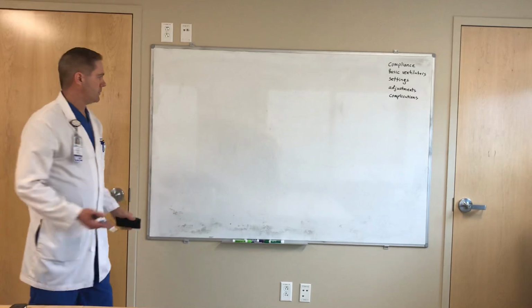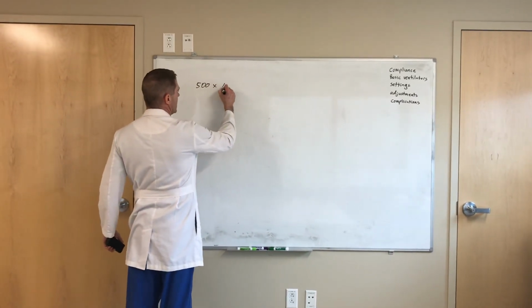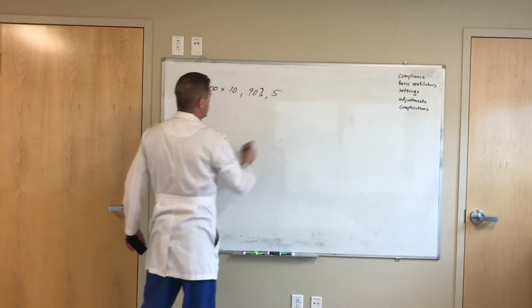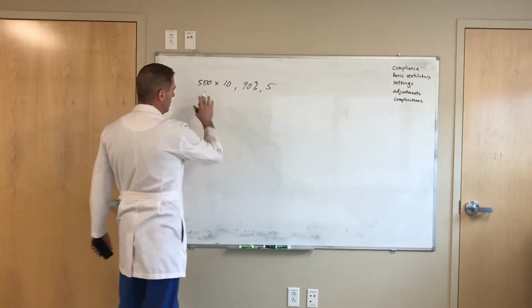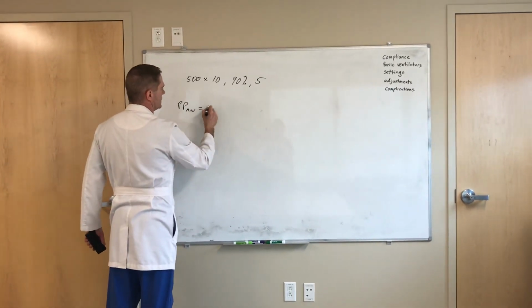What kind of adjustments do we make? Well, let's say you started off with 500 times 10, 90%, and a PEEP of 5. And let's say when you set that up, your peak airway pressure is 40.